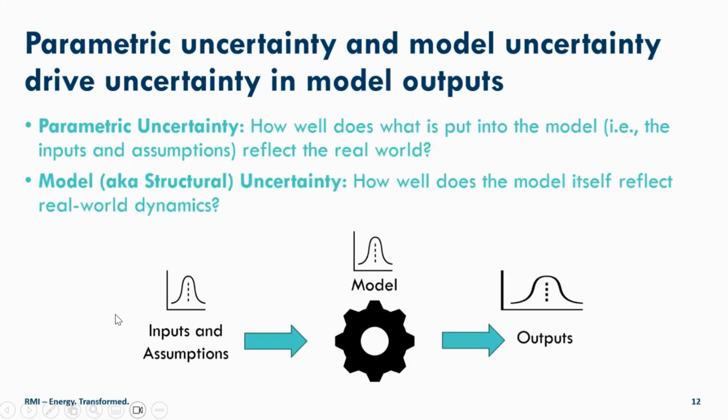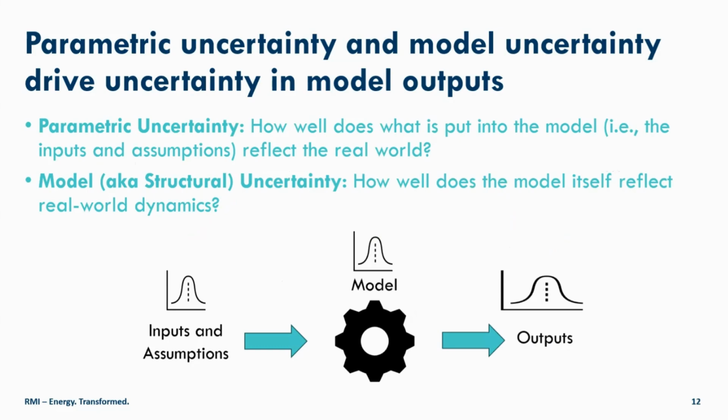Finally, I want to talk about the uncertainty that goes into these models, because again, these are simplifications of the real world. The first is parametric uncertainty, which is how well what we put into the model reflects the real world. And we all know that data is messy. We're making assumptions. There's going to be data gaps, and it's not perfect. And that introduces uncertainty into what we are modeling.